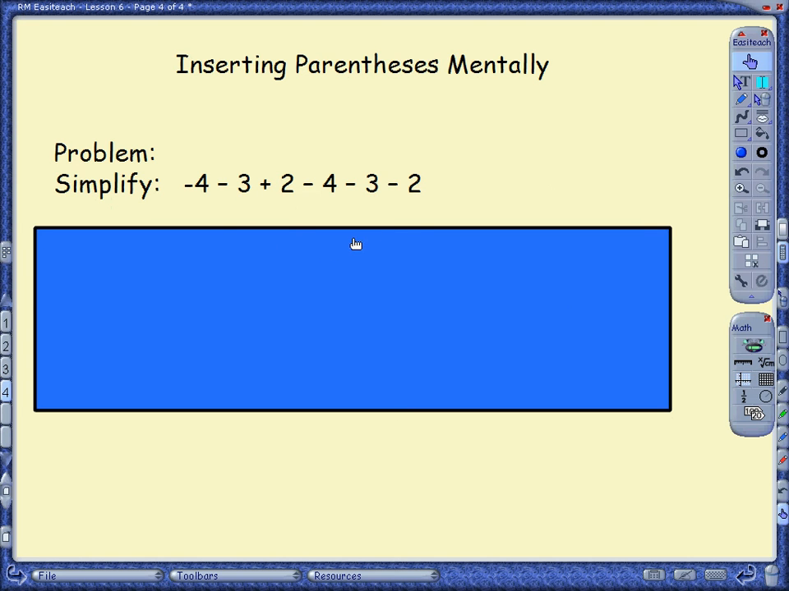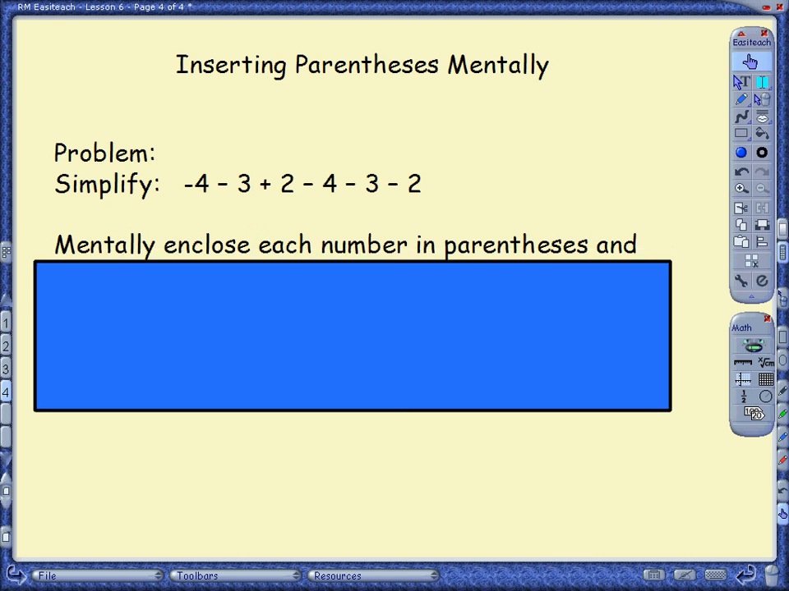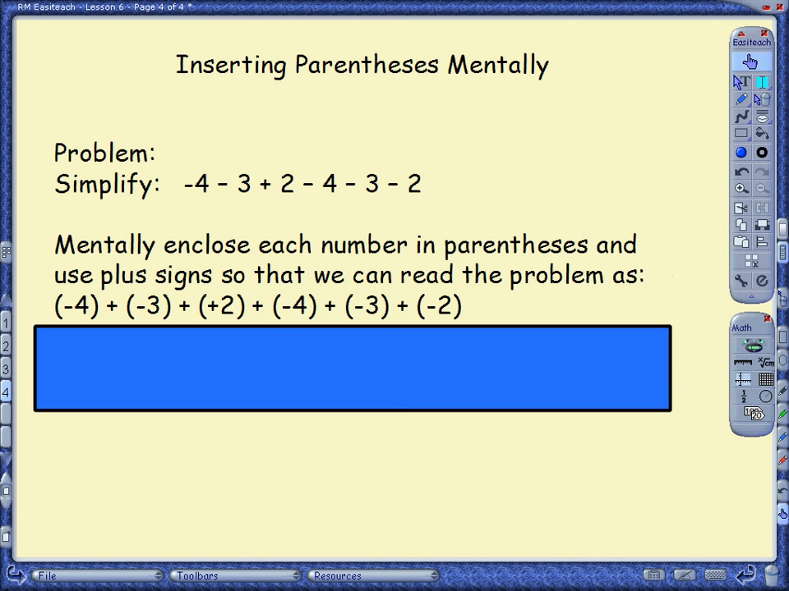Okay, we'll go over here now. We want to simplify this. Now you can add parentheses and mentally enclose each number. Remember, the sign goes with the number that comes after it. So negative 4 is being added to negative 3. It's being added to positive 2. It's being added to negative 4, added to negative 3, and negative 2.